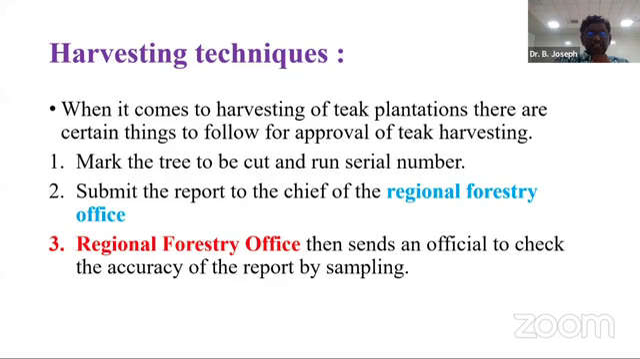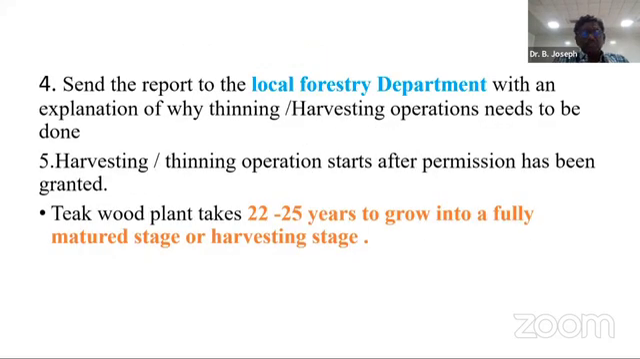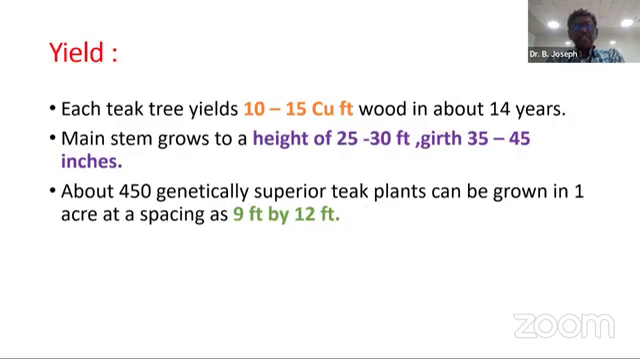regional forestry and local forestry. Teak would take around 20 years. Nowadays, tissue culture teak hardly takes about 10 to 12 years, whereas naturally grown teak takes about 15 to 17 years. The yield is 10 to 15 cubic feet roughly, or the tree grows 25 to 30 feet. Nowadays 450 genetically superior teak plants can be grown in 1 acre at a spacing of 9 by 12 feet.